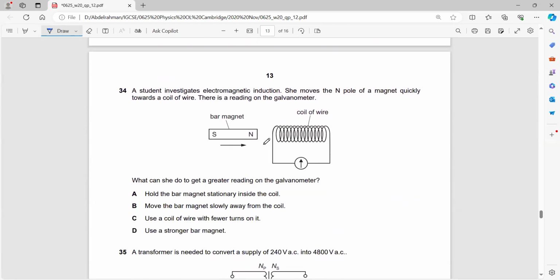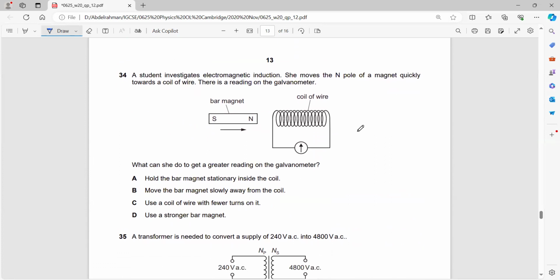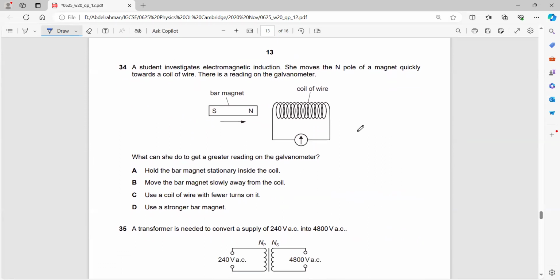A student investigates electromagnetic induction. He wants to generate a current in the wire. She moves the north pole quickly towards the coil. There's a reading on the galvanometer.